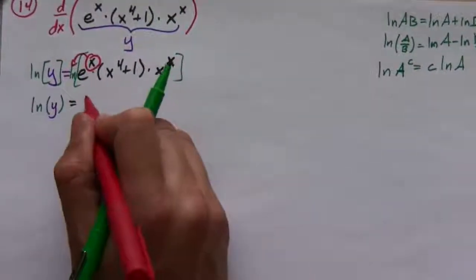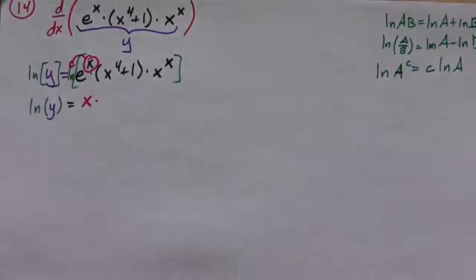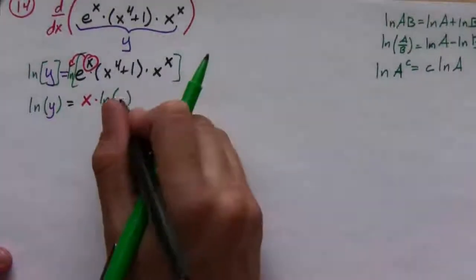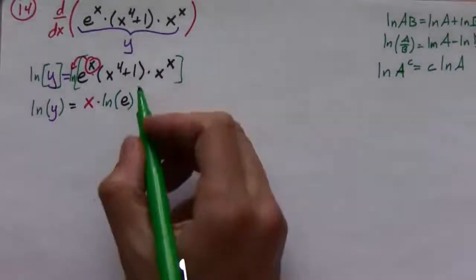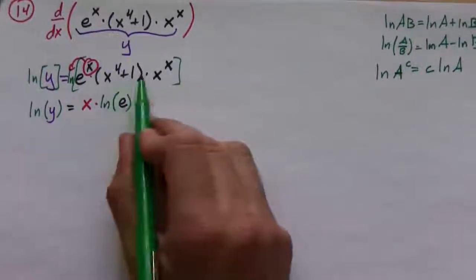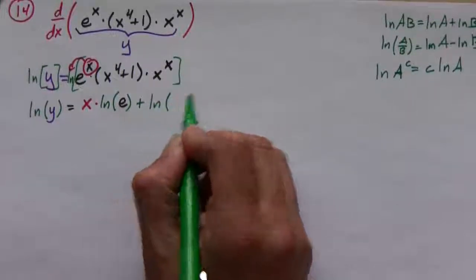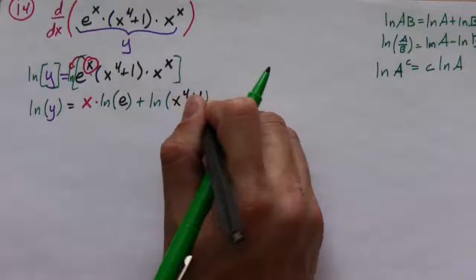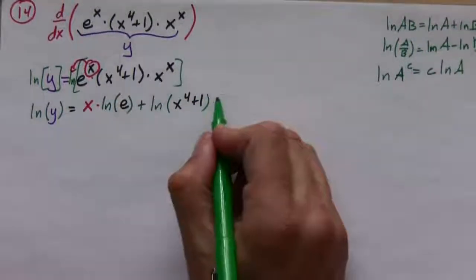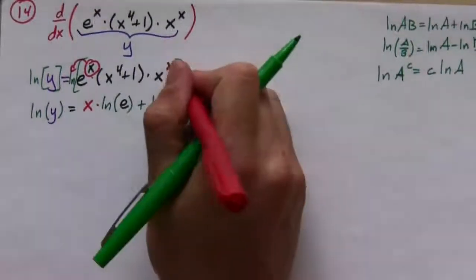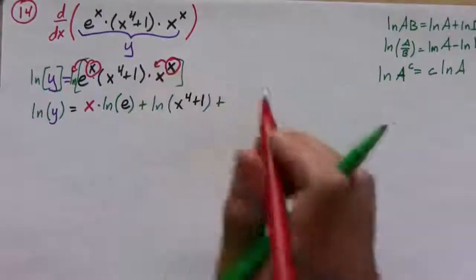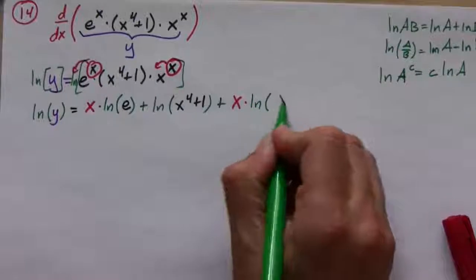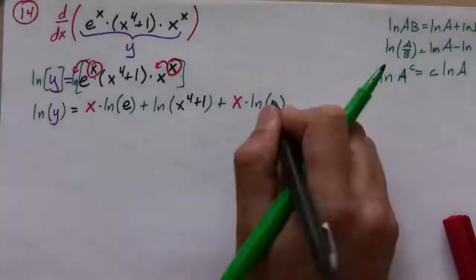So this first one is going to be x times natural log of, this one's interesting, natural log of e, plus natural log of x to the fourth plus 1, plus, now this x is going to come down, so x times natural log of x.